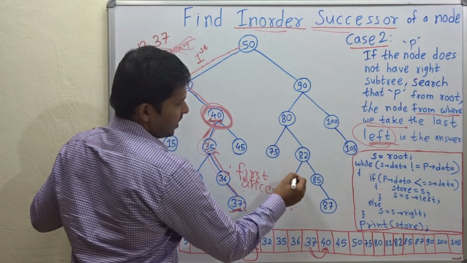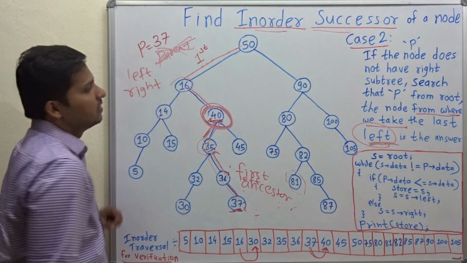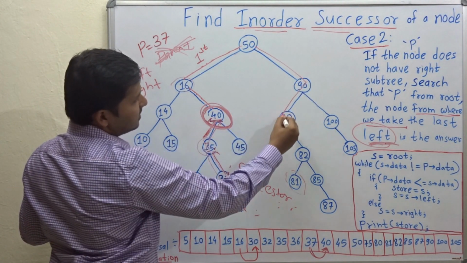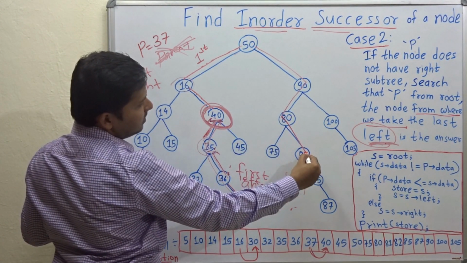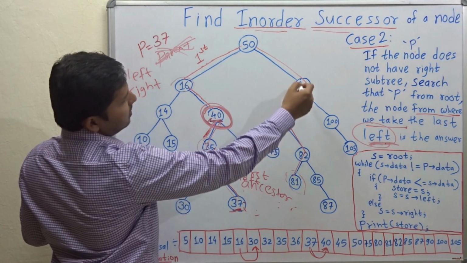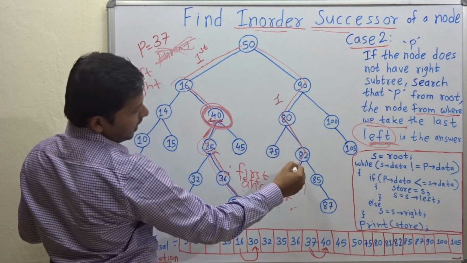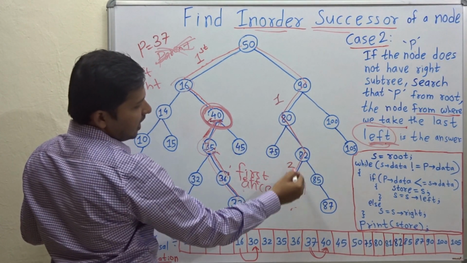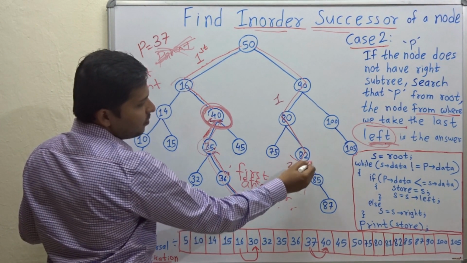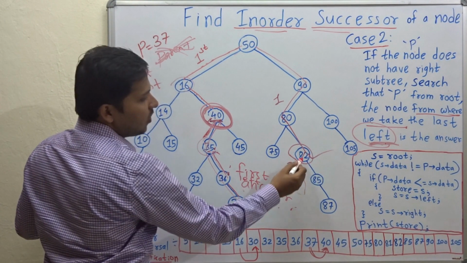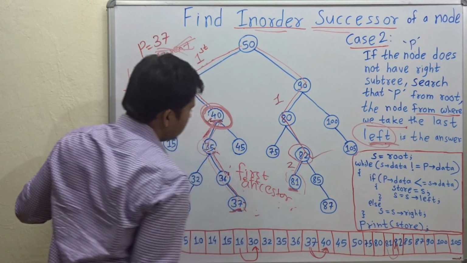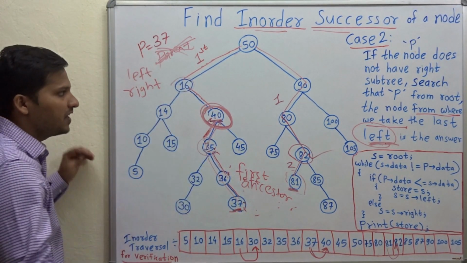Let's do it for 81. Let's search 81. It is greater than 50, less than 90, greater than 80, less than 82. What is the last left? This is the first left and this is the second left, so the last left is this. From where did we take this last left? From 82. So 82 is the in-order successor for 81. So our strategy works fine.